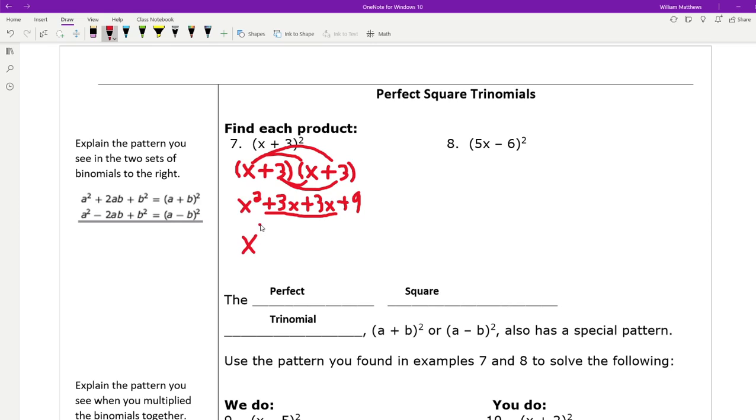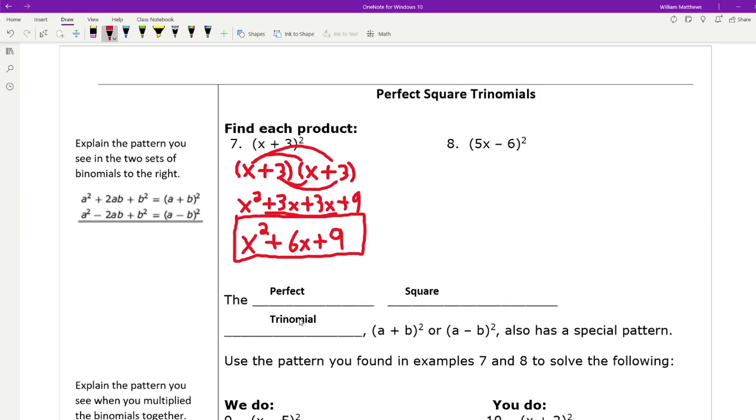I still have the x squared up front. But now this is 2 of 3x, which gives me a 6x. And then I still have the plus 9 at the end, the 3 squared. Now there are no other terms that I can combine. There's nothing else I can simplify, so this is my answer.